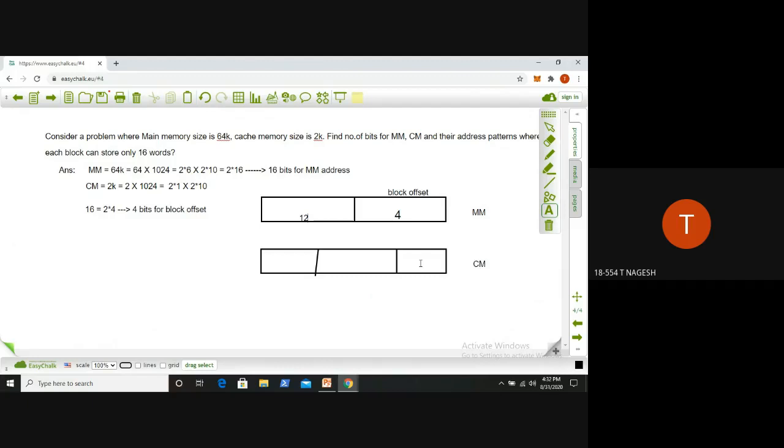When it comes to cache memory also, the block offset remains the same, that is 4. But when it comes to the cache line number, as the cache size is 2 power 1 into 2 power 10, that is 2 power 11, right?